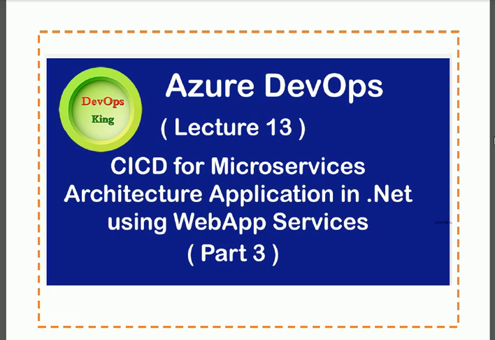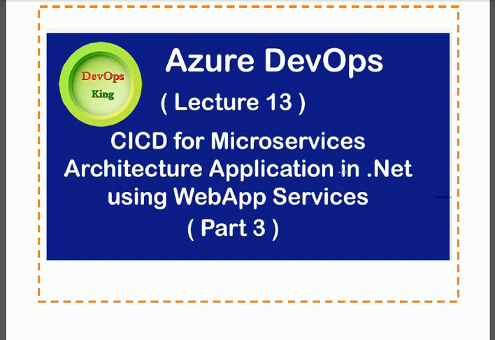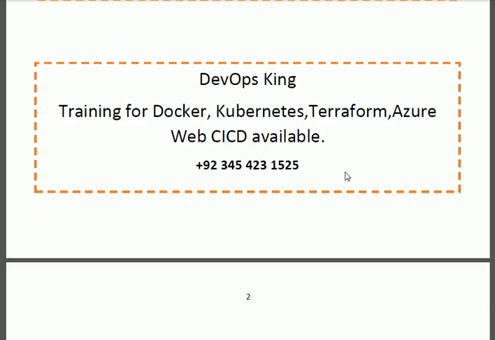Today we shall discuss in lecture 13 the CI/CD for the microservice architecture application in .NET using the Web App services. In this lecture, we shall discuss the configuration of the Azure Web App.